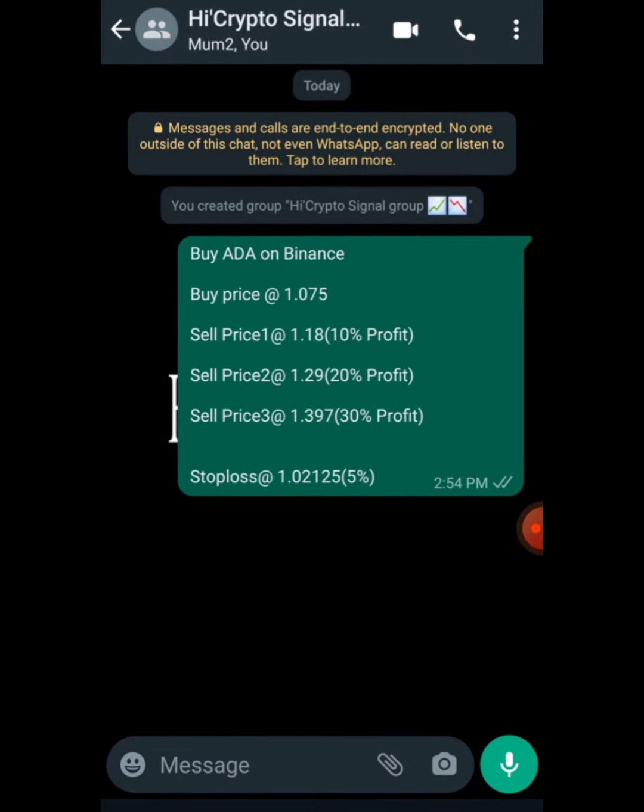We have here our buy price is 1.075. Our sell price one is 1.18. That is 10% profit. So now as a beginner, I'll be using sell price one, which is 1.18, while our stop loss is 1.02125. Yeah, so this is how you are going to do it. Our sell price one is 1.18.